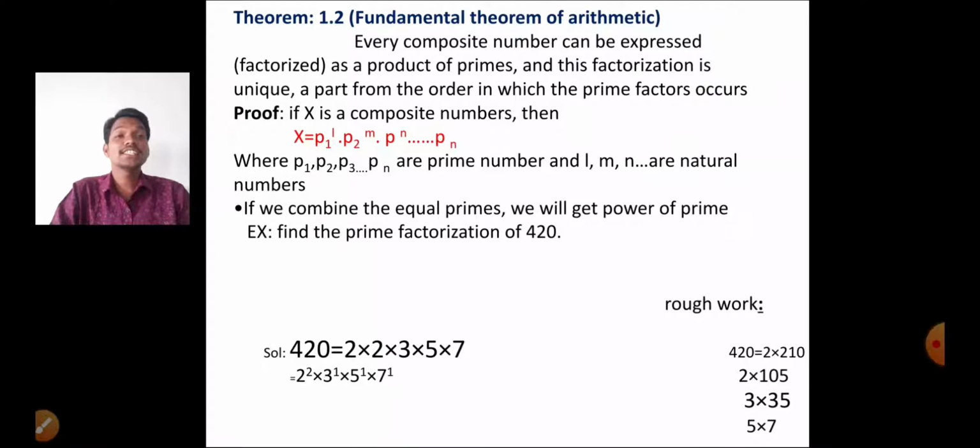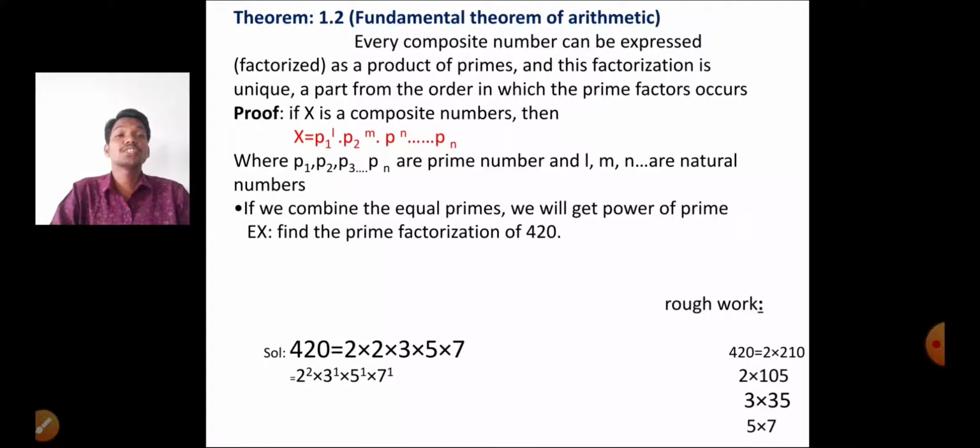If x is a composite number, then x equals p1 to the power of l, p2 to the power of m, up to pn to the power of n, where p1, p2, p3 up to pn are prime numbers and l, m, n are natural numbers. If you combine the equal primes, we will get powers of primes.